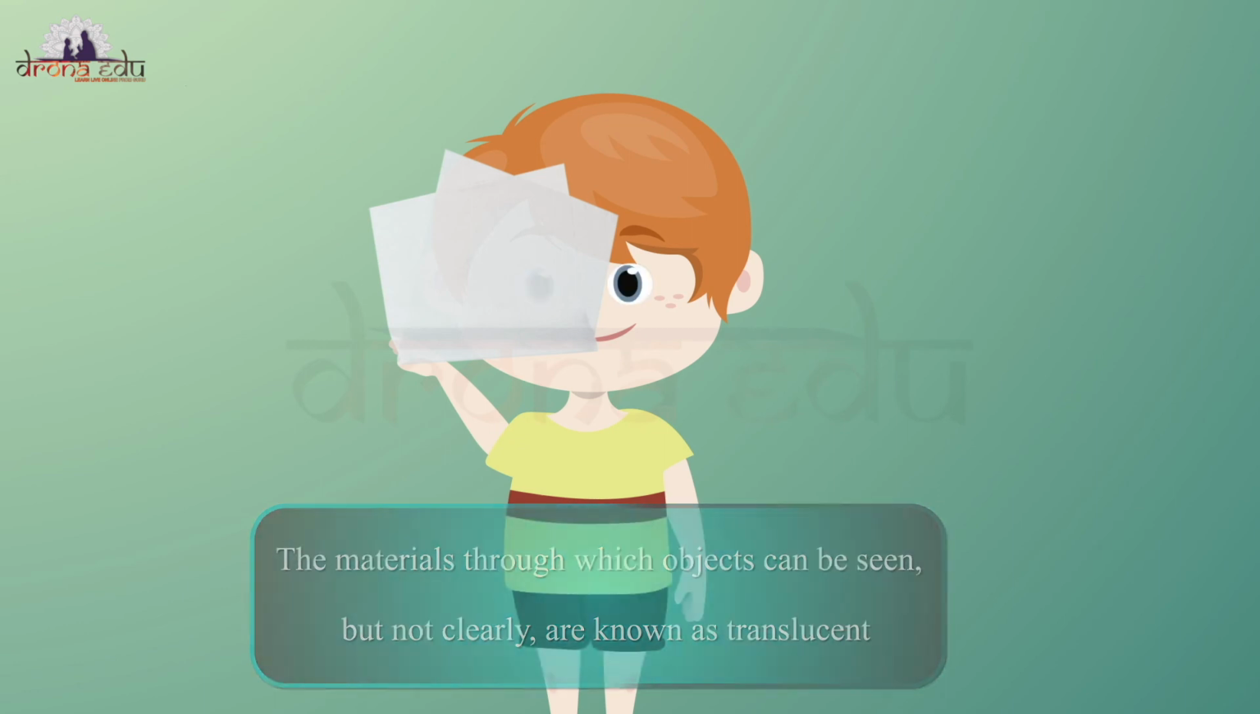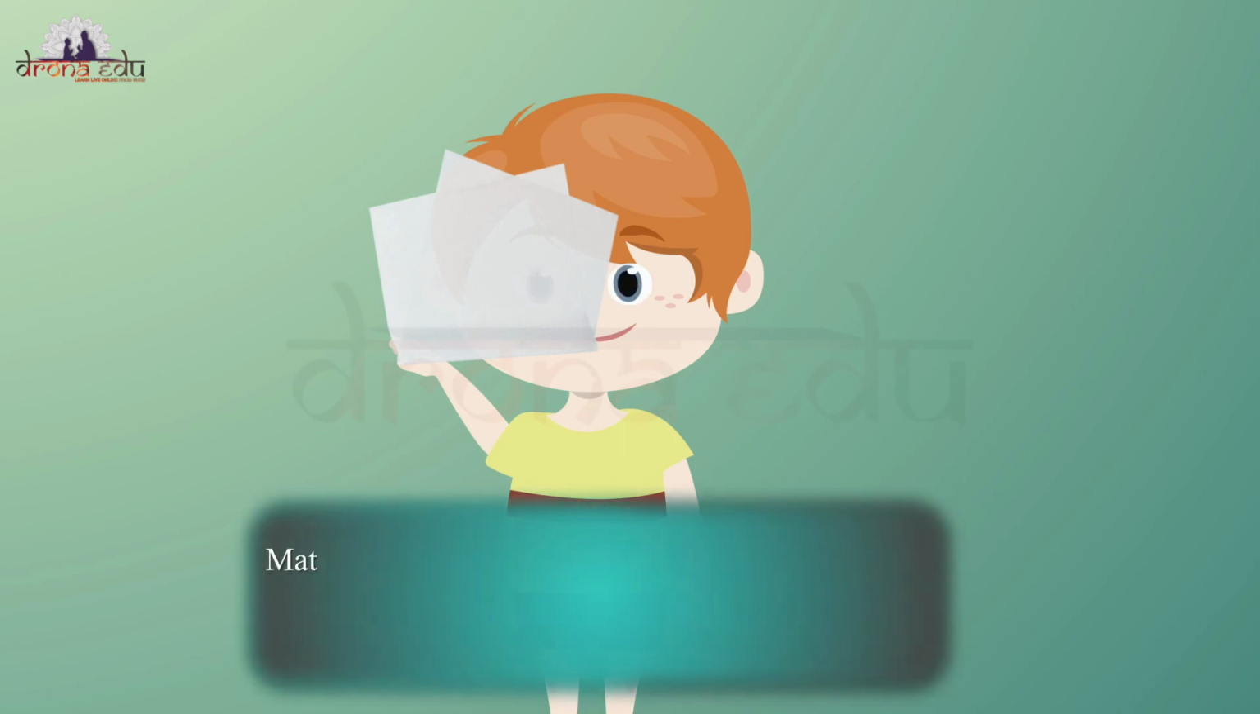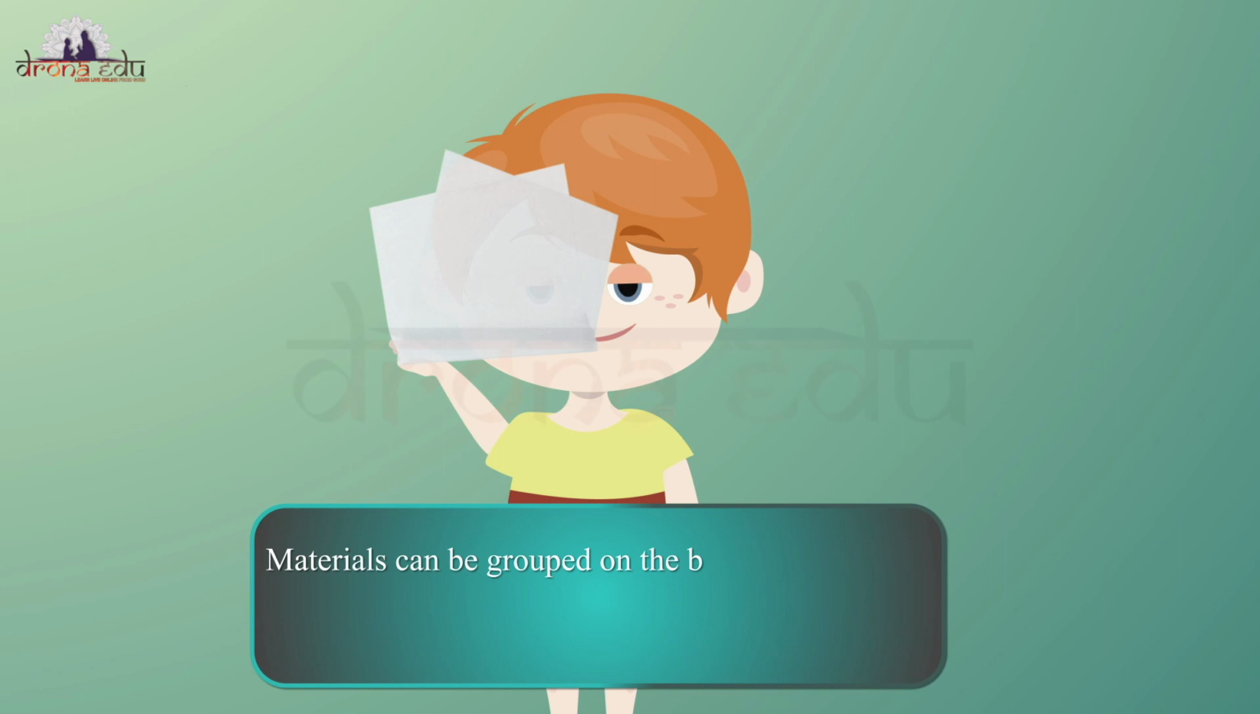In this chapter, we have learned different properties of different materials. Materials can be grouped on the basis of similarities or differences in their properties.